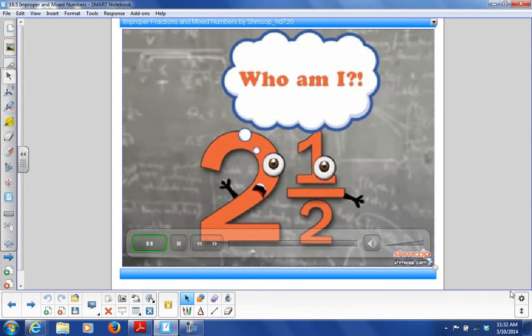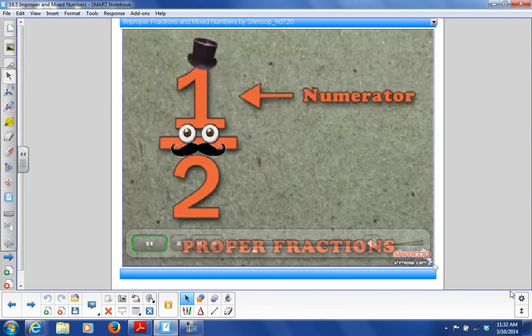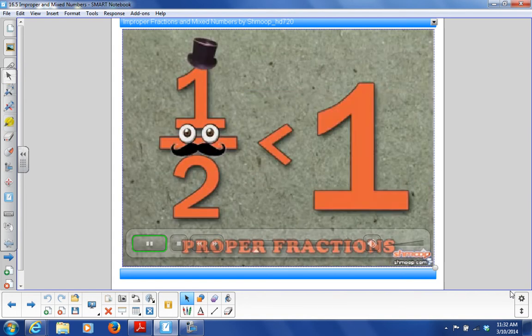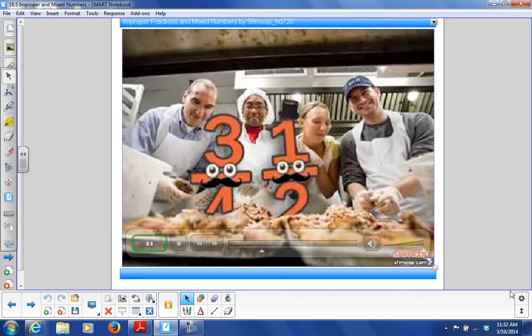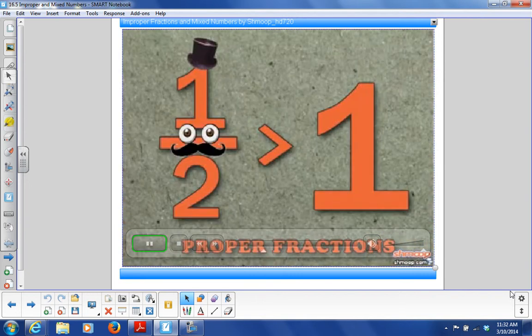Who am I? Proper fractions have a numerator that's smaller than the denominator, which means they're always less than one. Proper fractions also donate to charities and volunteer in soup kitchens. They know they're not greater than anyone else around them.